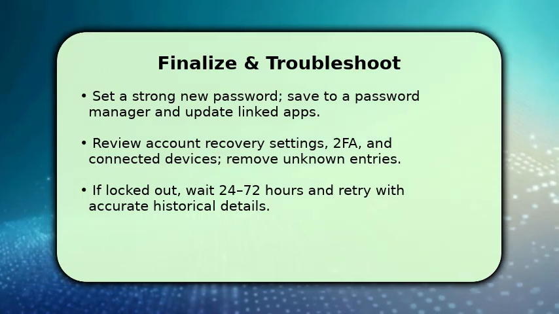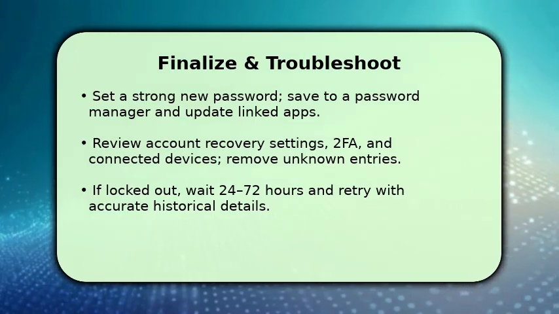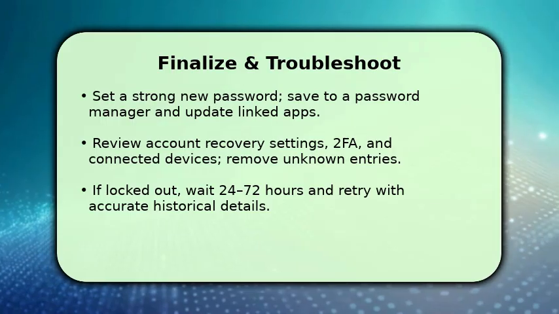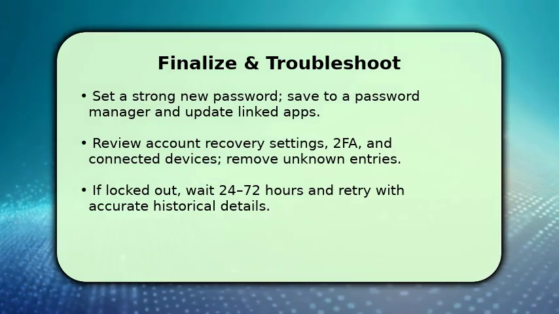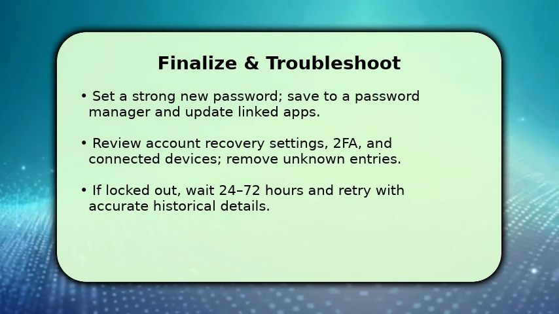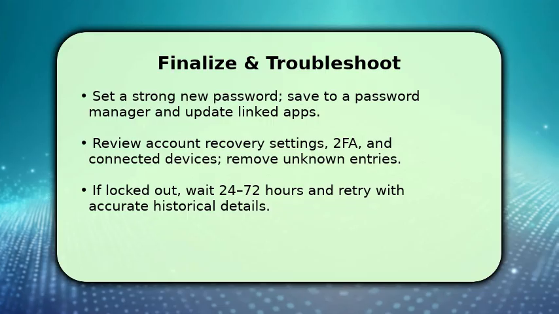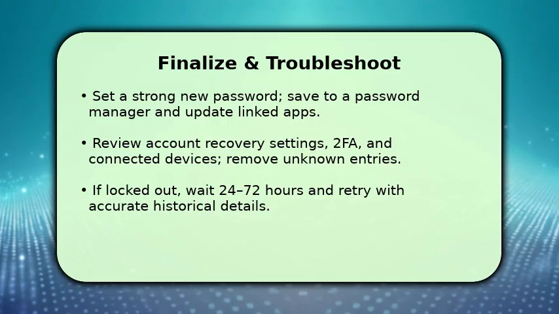If Google still denies access, don't repeat failing attempts quickly. Wait 24 to 72 hours and try again with precise historical answers and the same device. A key troubleshooting tip: if automated recovery fails, gather as much account history as possible before retrying, because consistency and specificity are what convince the system you are the owner.